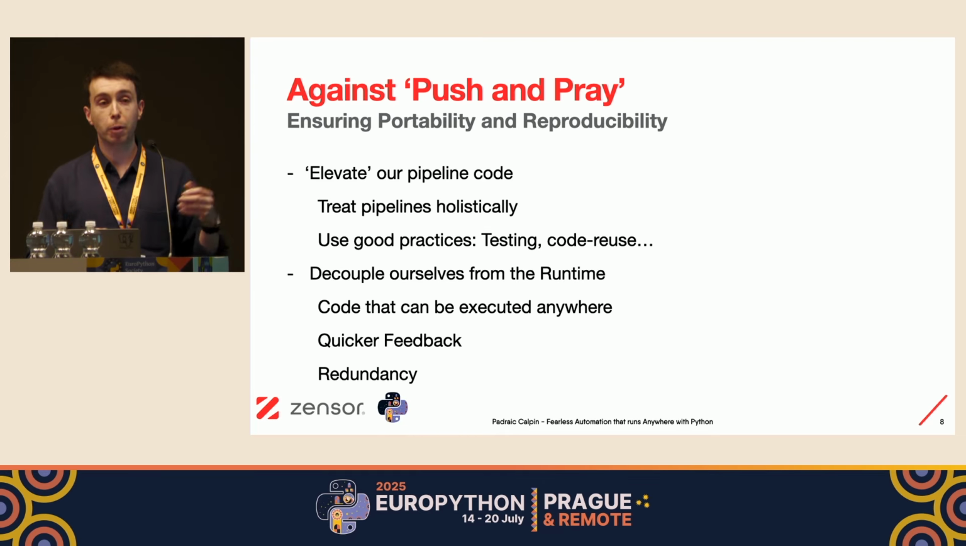And then the second thing we want to do is decouple ourselves from the remote runtimes. So that has the obvious advantage that we can run the pipelines ourselves locally. It means that we could move to a different provider if we want to. But that also has some other advantages as well. We might get quicker feedback if we're able to run these pipelines ourselves on our own machines. And it also gives you redundancy, right? If GitHub Actions has an outage, you can still deploy your application because you can run the pipeline yourself.